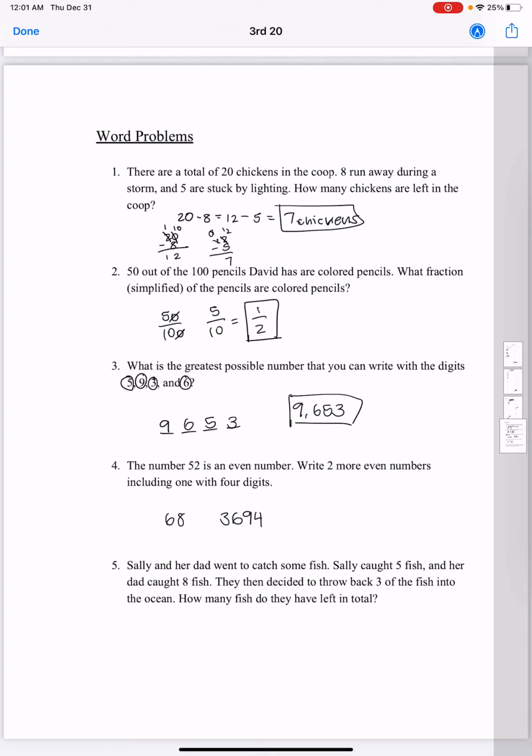So last, number 5, Sally and her dad went to catch some fish. Sally caught 5 fish and her dad caught 8 fish. They then decided to throw back 3 of the fish into the ocean. How many fish do they have left in total?